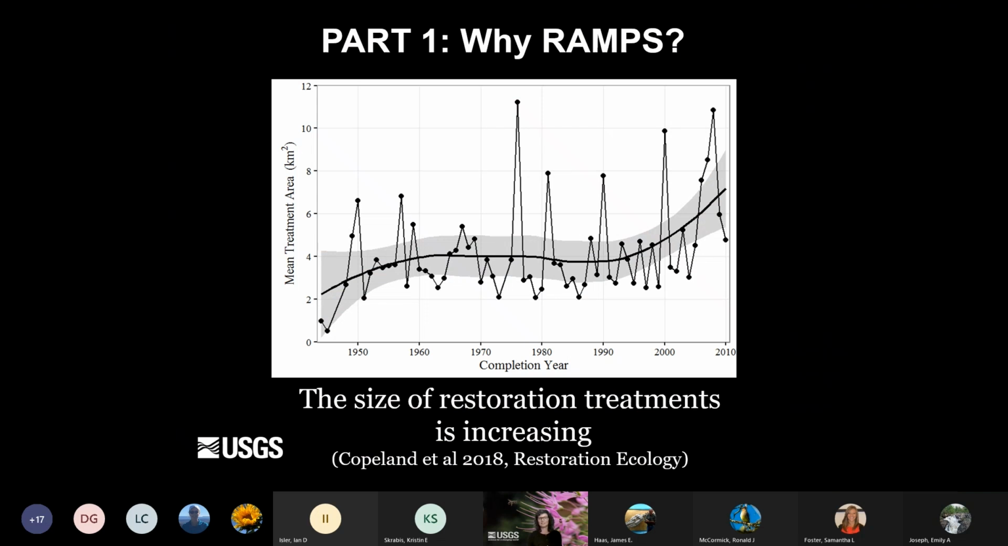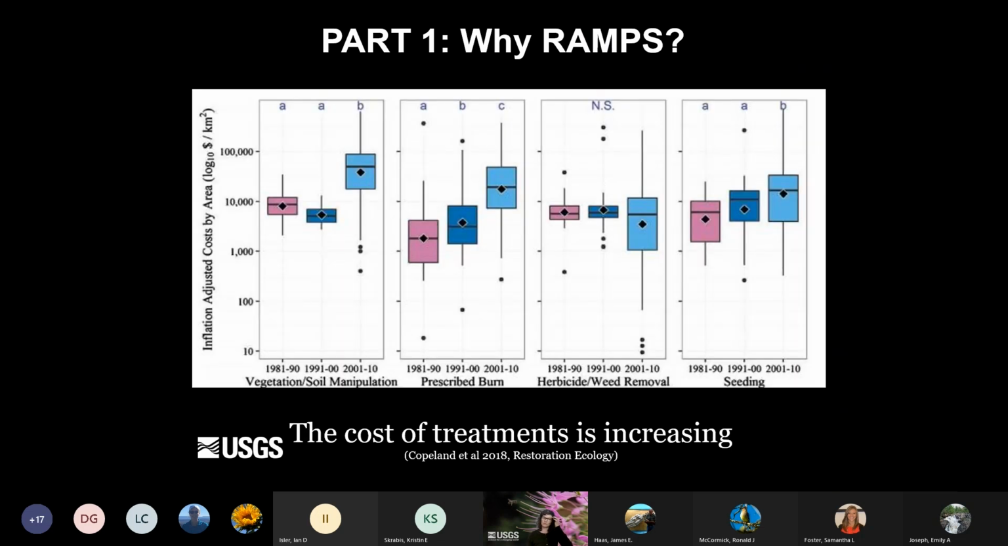One of the early studies we did in our program, led by Stella Copeland, looked at a number of restoration projects across Utah. There's a really great database up there for a lot of their restoration projects, and you can ask interesting questions from these sort of state curated data. And what she found was that from 1950 to 2010, the size of these treatments was increasing. And also, and maybe more importantly, the sort of inflation adjusted cost of most of these treatments is also increasing. So these actions are getting larger and more expensive.